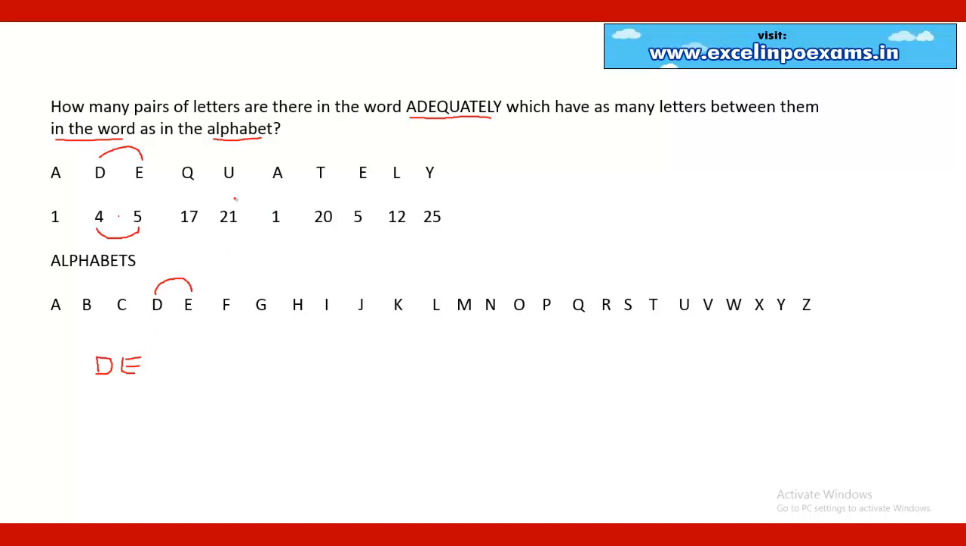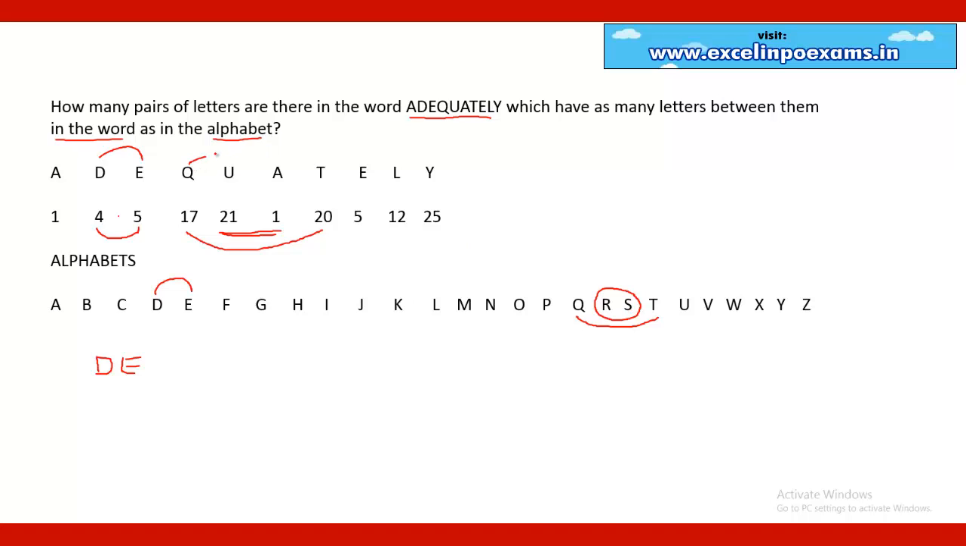Now the second, you see here Q and T, 17 and 20. So 17, 18, 19 and 20: there are two letters between Q and T in the alphabets. Just check between Q and T how many alphabets there are. Two alphabets, and they are R and S. So in the alphabets between Q and T there are two letters.